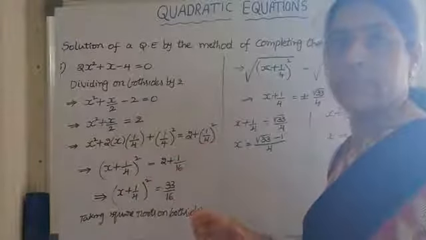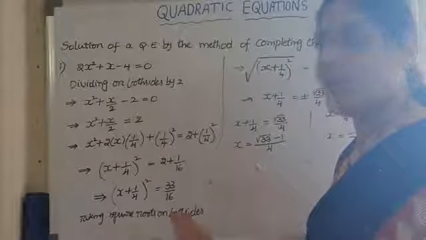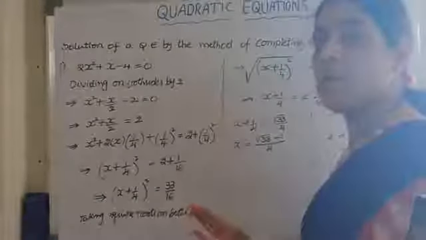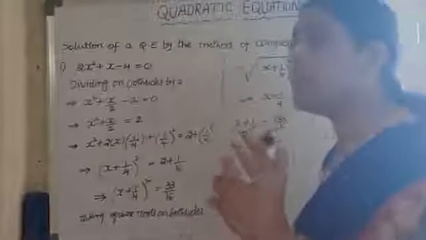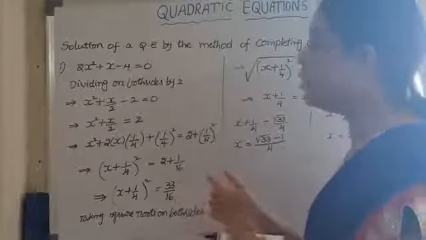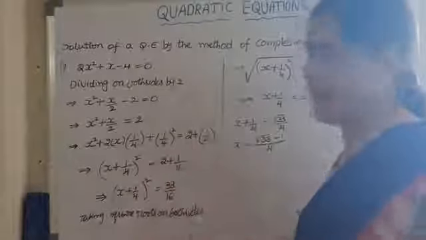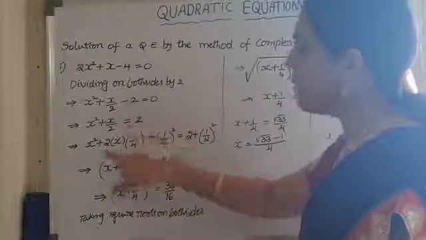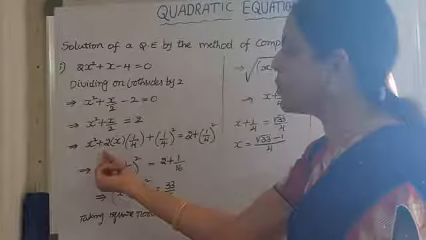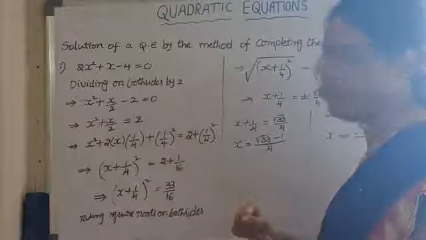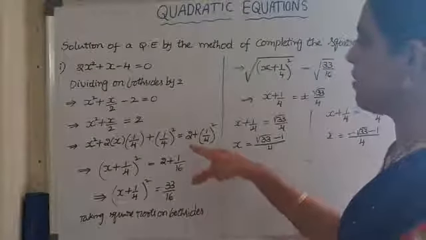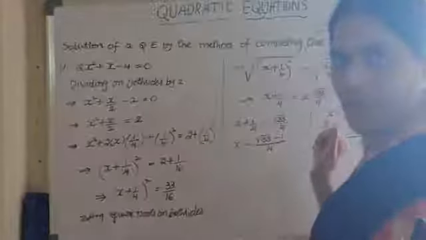Half of that one, 1 by 2 by 2, 1 by 4. Squaring on that one, 1 by 4 whole square. That square term should be added on both sides every time. See this one, this x by 2 can be written as x square plus 2 into x into 1 by 4 plus 1 by 4 whole square is equal to 2 plus 1 by 4 whole square.